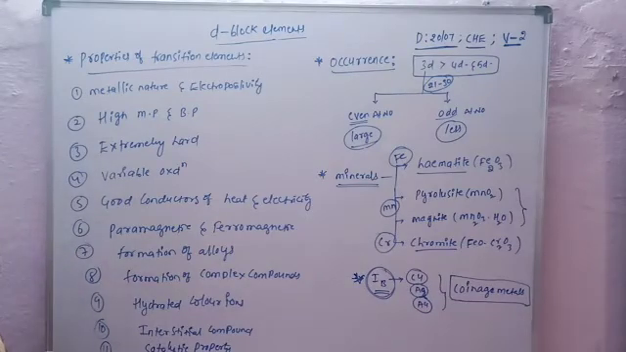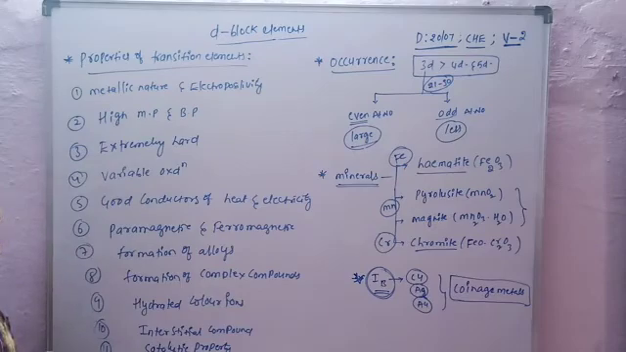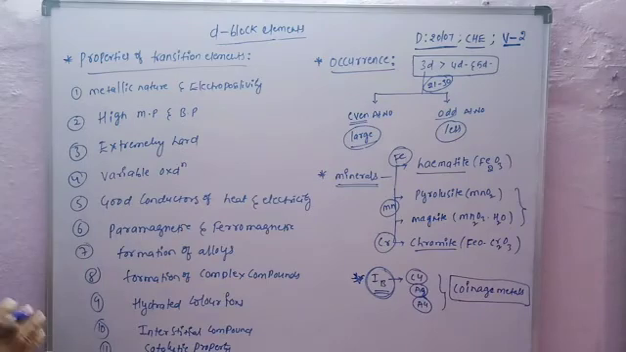Before explaining the properties of transition elements, some periodic properties are explained first. What are the main periodic properties? Atomic size, ionization potential, electropositivity, electronegativity, electron gain enthalpy or electron affinity, and electrode potential values are explained. Then come the properties of transition elements.